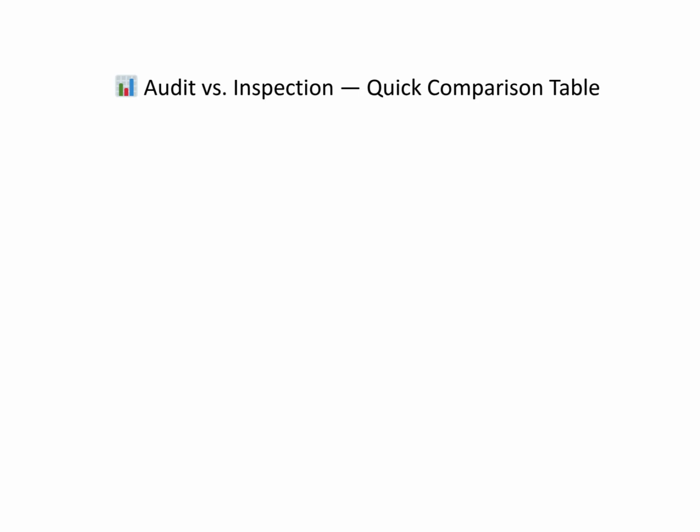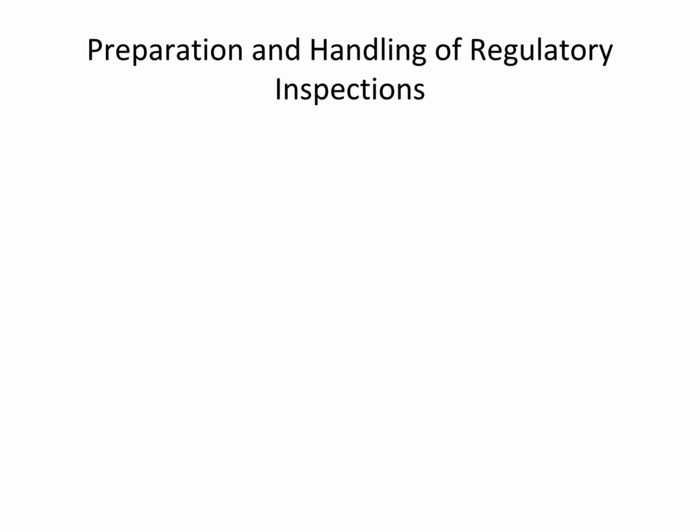And here is a bonus tip. Always be inspection ready. A good rule of thumb in clinical trials is, if it's not documented, it didn't happen. Auditors and inspectors are not trying to catch you. They're trying to verify that what you claim happened actually did happen. So your job is to make sure the story is clear, the evidence is complete, and the ethical standards are upheld. Now we come to the last part of this tutorial, how to prepare and handle a regulatory inspection.